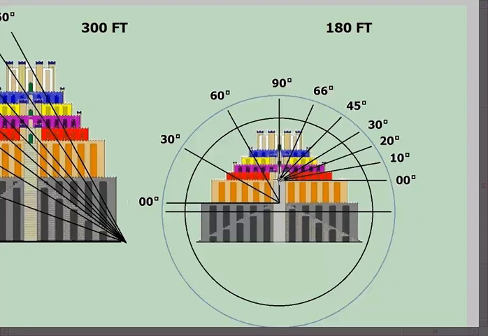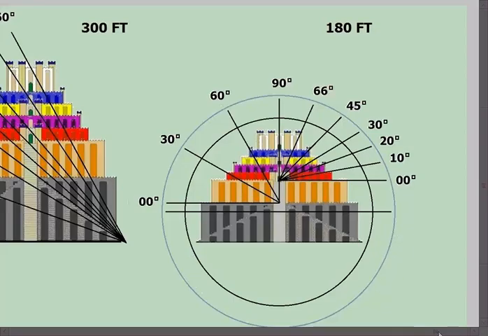Then I went to the 2nd stage and measured out. So the first stage is 10 degrees, the second one above is 20 degrees, the third one above is 30 degrees, the 4th one is 45 degrees, and the 6th one here at the top is actually 66 degrees. These are very even numbers. These are exact.